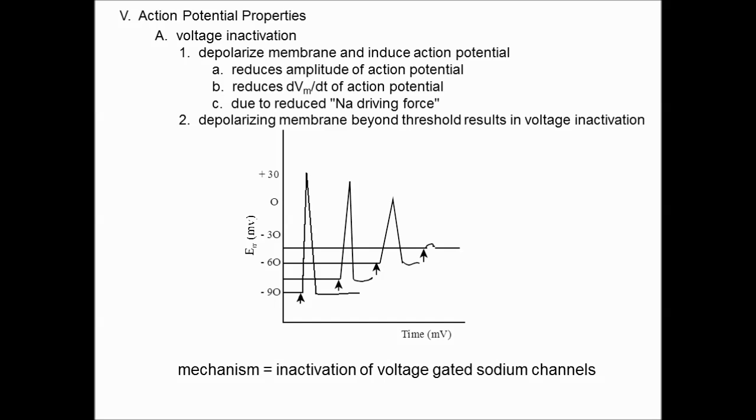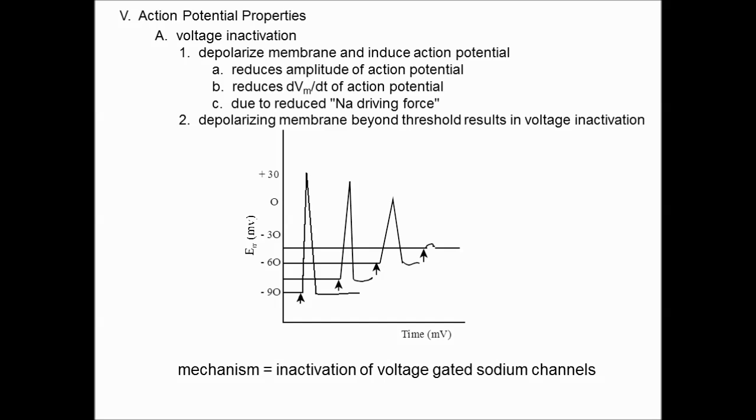Okay, the reason why this occurs is you're decreasing what we call the driving force. And the driving force is what causes the sodium to rush in. Now remember, sodium's going in because there's a large concentration gradient and there's a large potential gradient. Well, you're decreasing the potential gradient. As you get closer and closer to the Nernst potential for sodium, which is way up here, there's less potential causing sodium to rush in. So there's not as much drive for sodium to go in. So not as much will get in before it inactivates, and it goes in slower. So these changes, both the dV/dt and the amplitude, are due to a reduction in the sodium driving force.